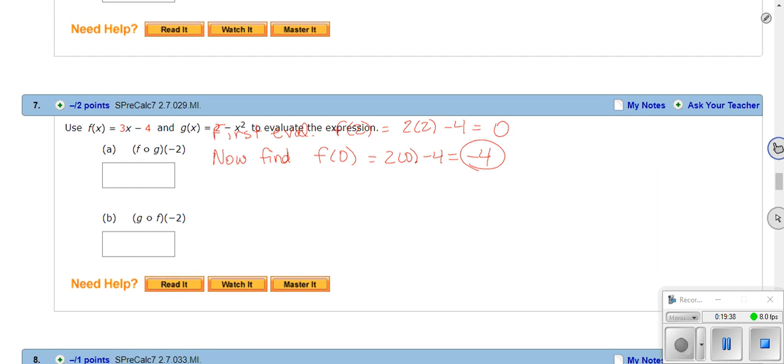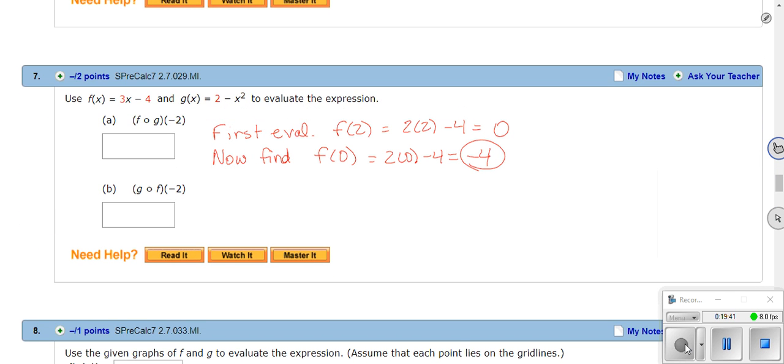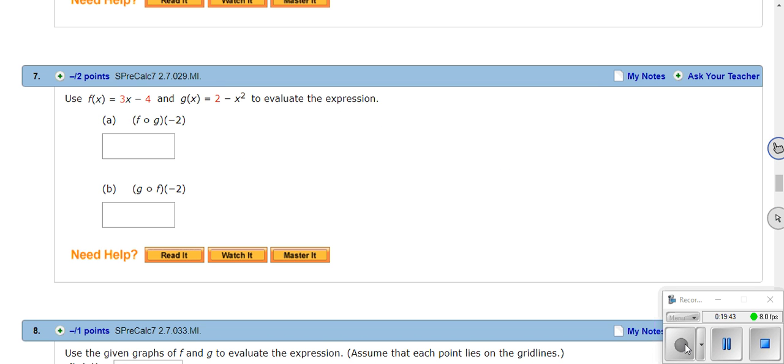Same thing here, it's just written differently. This is the exact same problem. They're just using the f of g notation versus f of f. So this is the same thing as saying f of g of negative 2. First find g of negative 2, which, if I plug in negative 2, is 2 minus negative 2 squared.